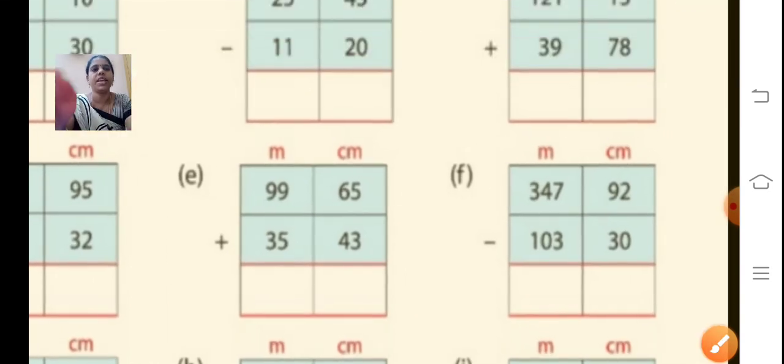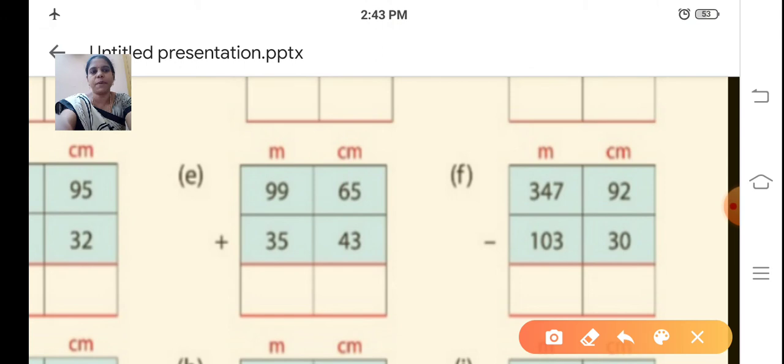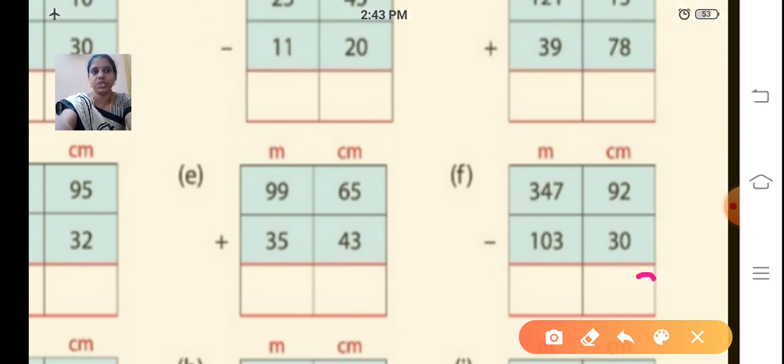Next, F sum. So 347 meter 92 centimeter minus 103 meter 30 centimeter. How to do this? Normal subtraction. So first we'll subtract the centimeters part. 2 minus 0 is 2. Then 9 minus 3. After 3: 4, 5, 6, 7, 8, 9. So 6.